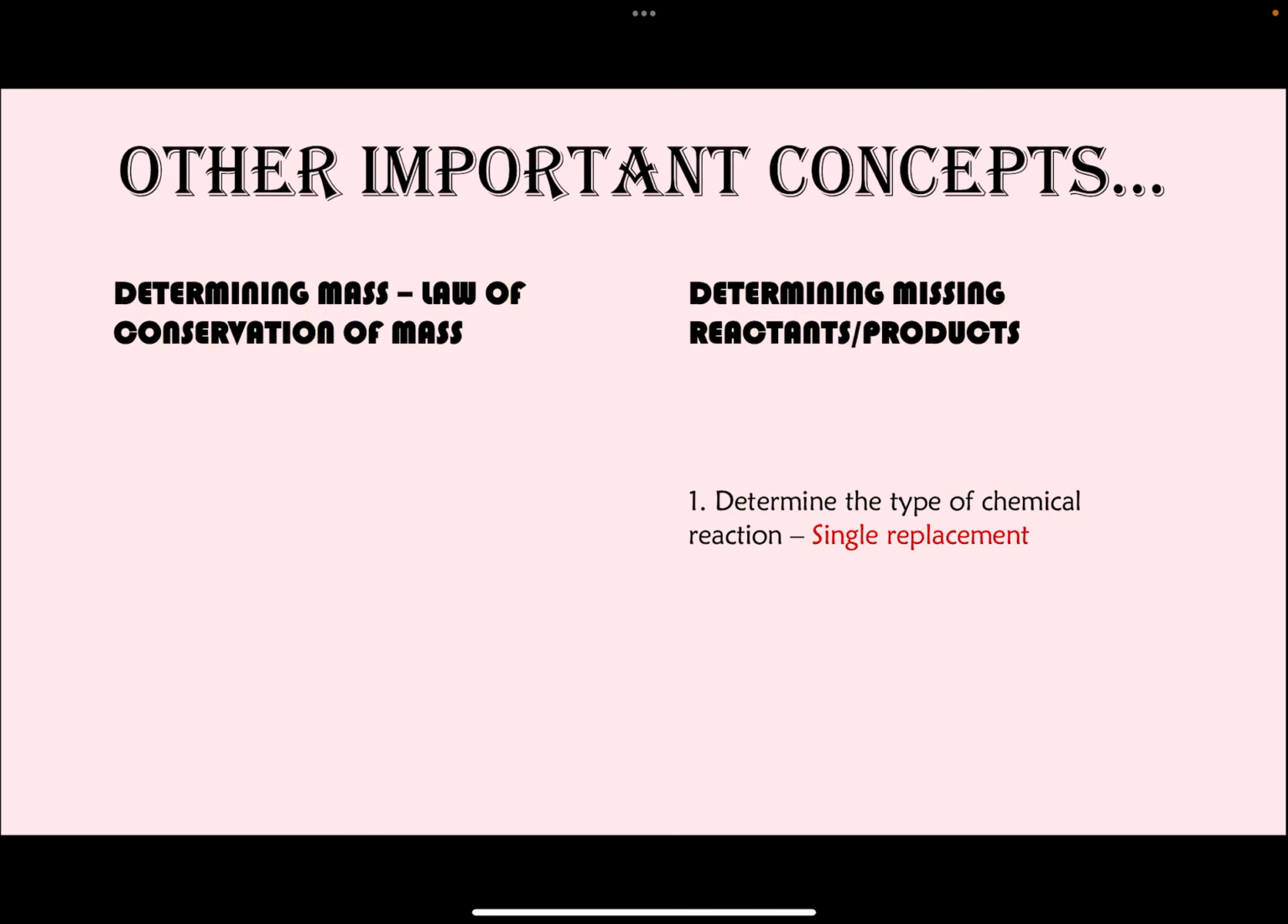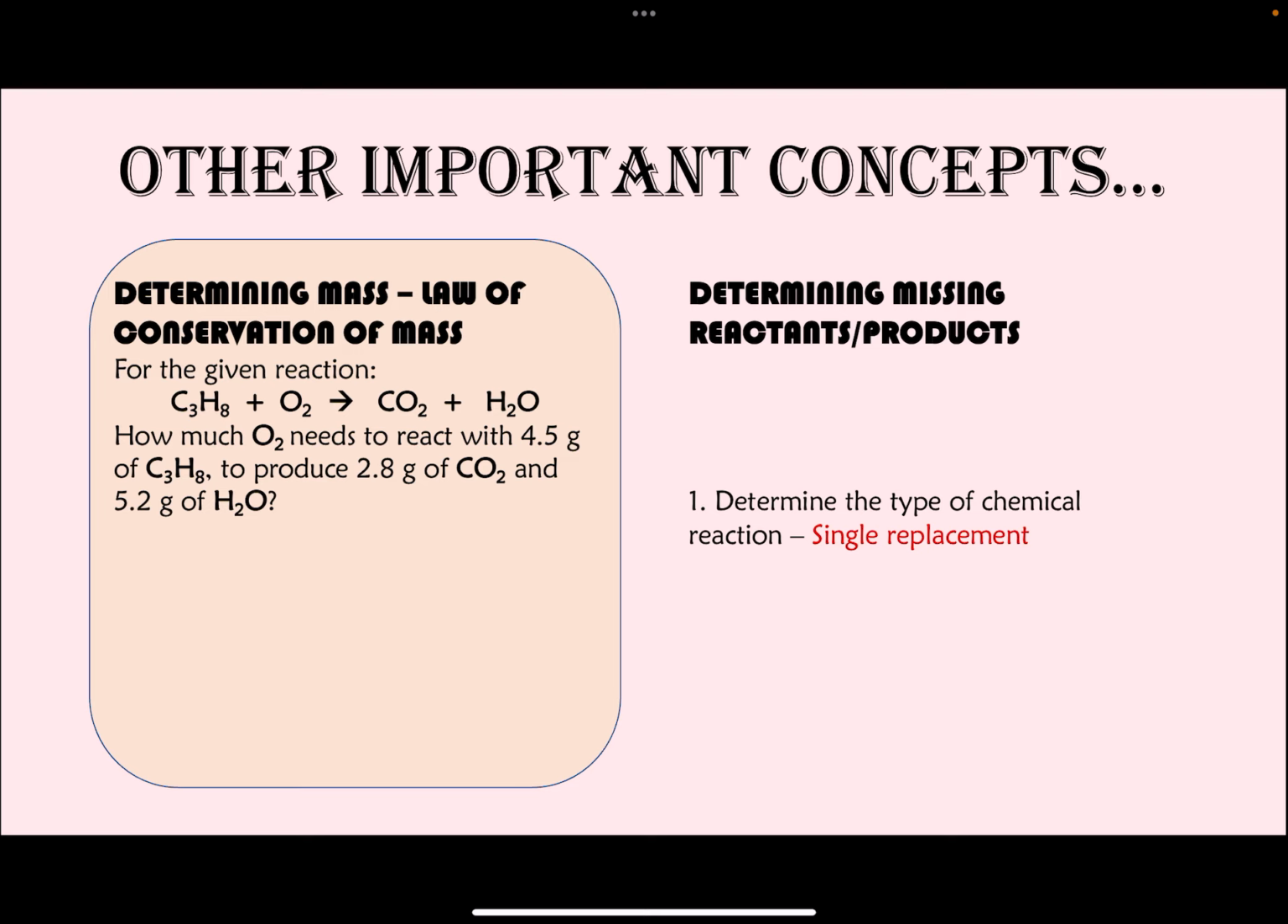All right. So then some other important concepts that we need to remember about chemical reactions is sometimes you might be asked to determine the mass, and we have to use the law of conservation of mass for these types of questions. So here's an example. You're given a reaction, and they are saying how much oxygen is needed to react with 4.5 grams of C3H8 to produce 2.8 grams of carbon dioxide and 5.2 grams of H2O.